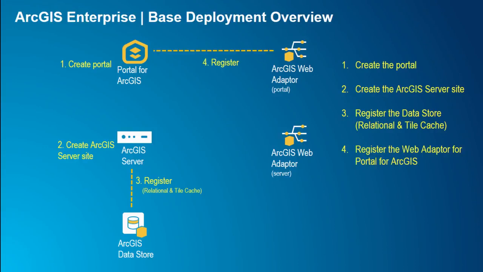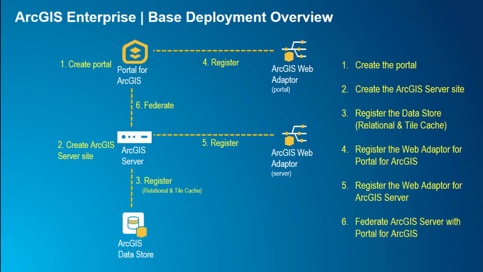Next, you're going to register the web adapters. First, we'll do the web adapter for portal. We'll register that web adapter with portal, and then we'll do another web adapter for server and register that with server. Finally, we're going to federate, and that will link everything together. And once this is finished, you have what we call the base ArcGIS Enterprise deployment.